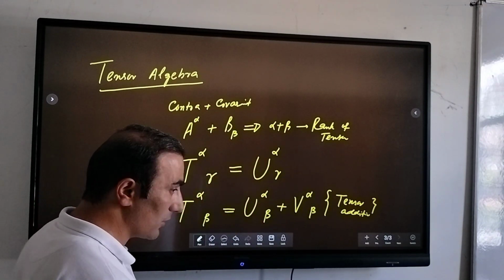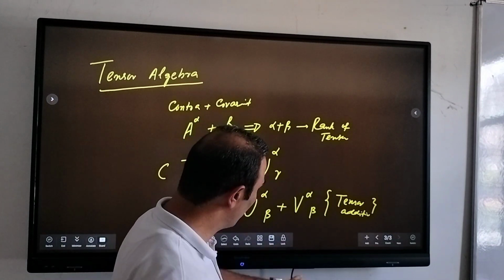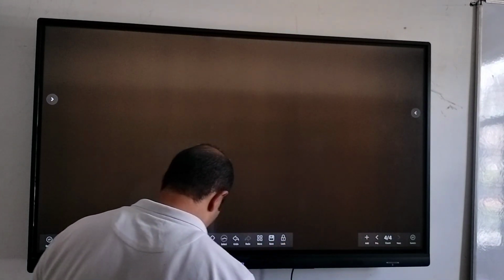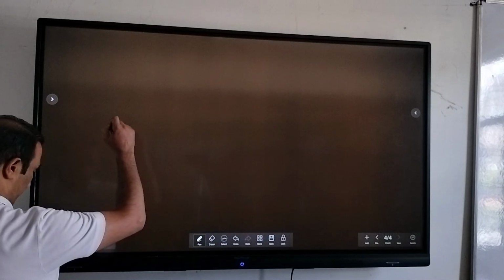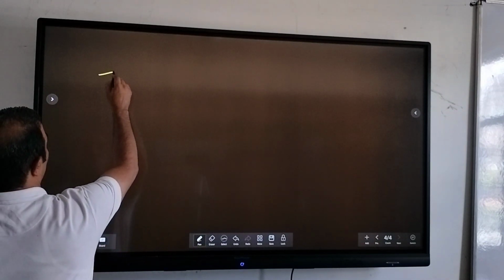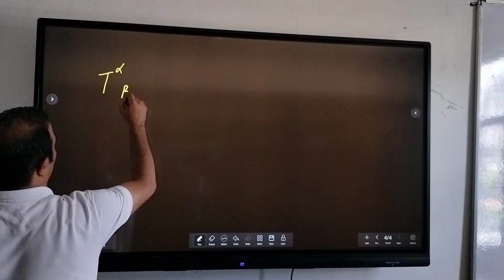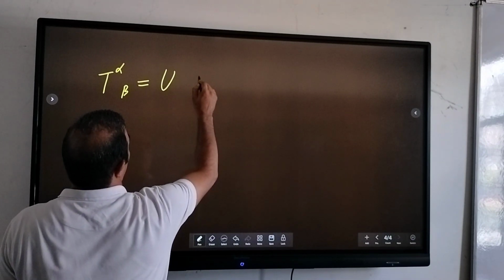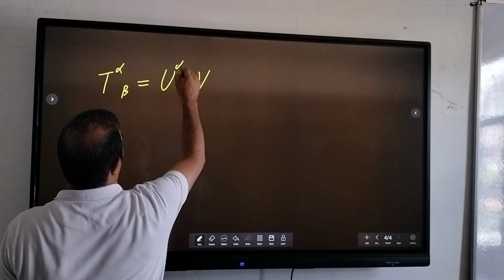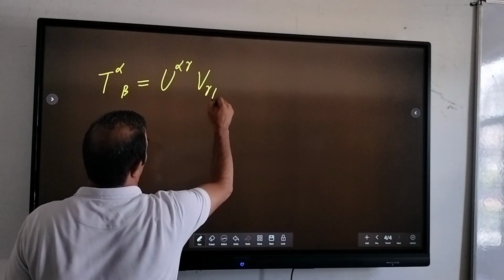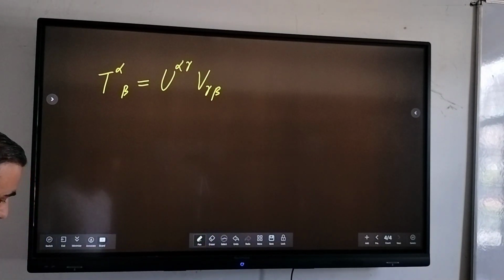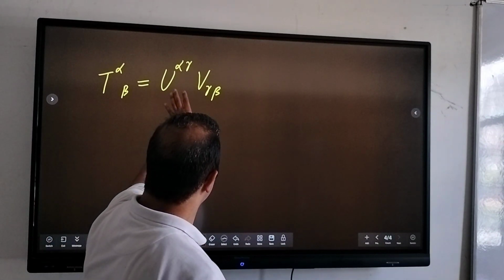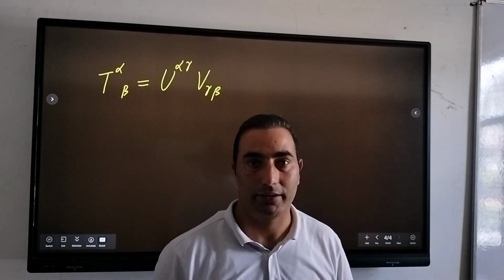Now one more property is contraction. If we have some T of alpha beta, this can be written as some U and V, with indices alpha gamma and gamma beta. This is simply because it reduces the rank here.